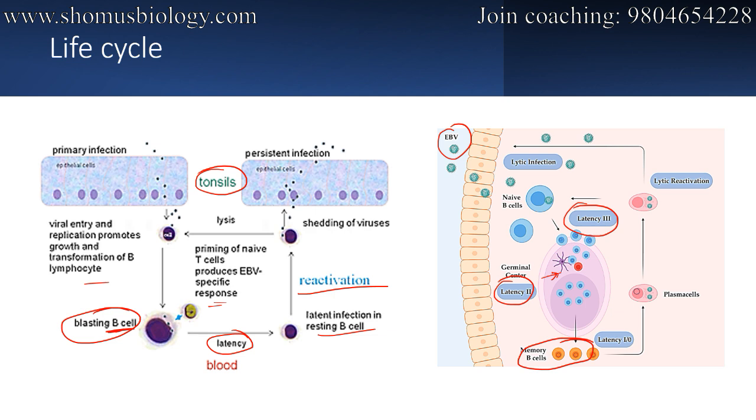So at this moment they escape that by latency. They hide inside the naive B cells and remain there, and if the naive B cell soon matures and makes memory B cells to start making the antibody, at that moment they shift to the lytic cycle and rupture the cell and go out of it and spread from one host person to the other host person. So this is how they spread. So this is the life cycle of Epstein-Barr virus.